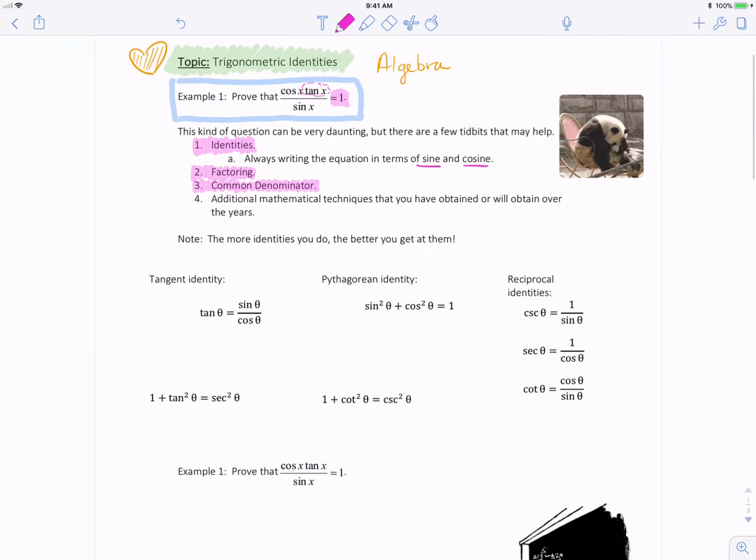This really comes down to practice. The more that you do, the better that you get, because you start to see tricks and similarities.